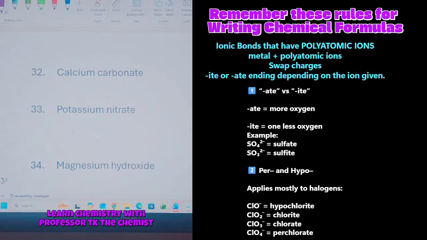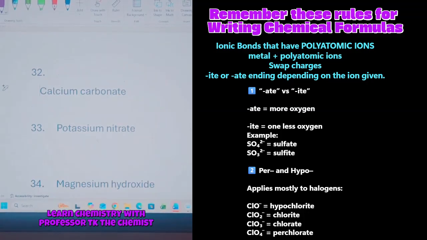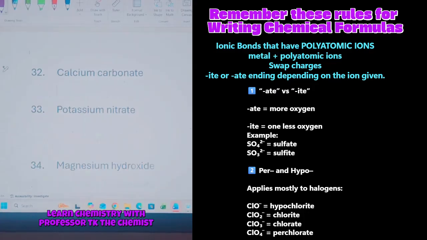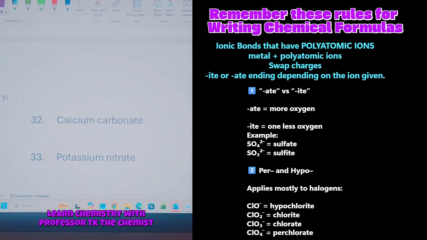Polyatomic ions, and I'm going to write this up above so that you all can see. Okay, here we go. I'm going to write this note down for you. Whenever you have 3 or more elements in your formula, you will have an ITE or ATE ending.